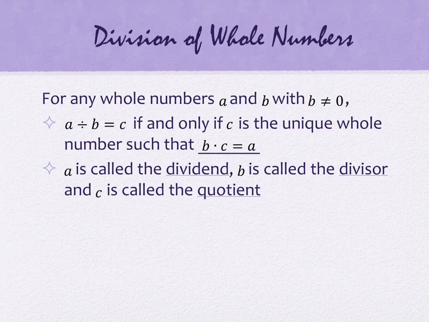If we have whole numbers a and b, b is not 0, then we say that a divided by b is equal to c, if and only if c is the unique whole number such that b times c is equal to a. Just fill in the gaps for now and we'll talk about it in just a second. We call a the dividend, we call b the divisor, and we call c the quotient.